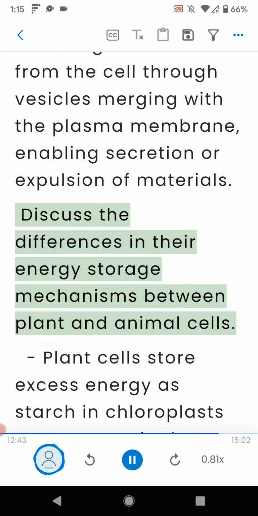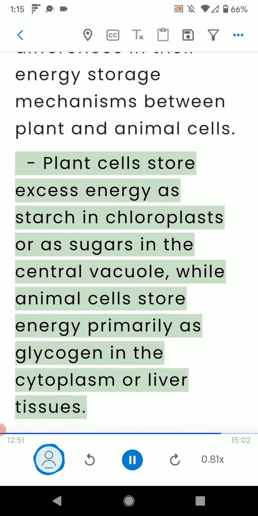Discuss the differences in their energy storage mechanisms between plant and animal cells. Plant cells store excess energy as starch in chloroplasts or as sugars in the central vacuole, while animal cells store energy primarily as glycogen in the cytoplasm or liver tissues.